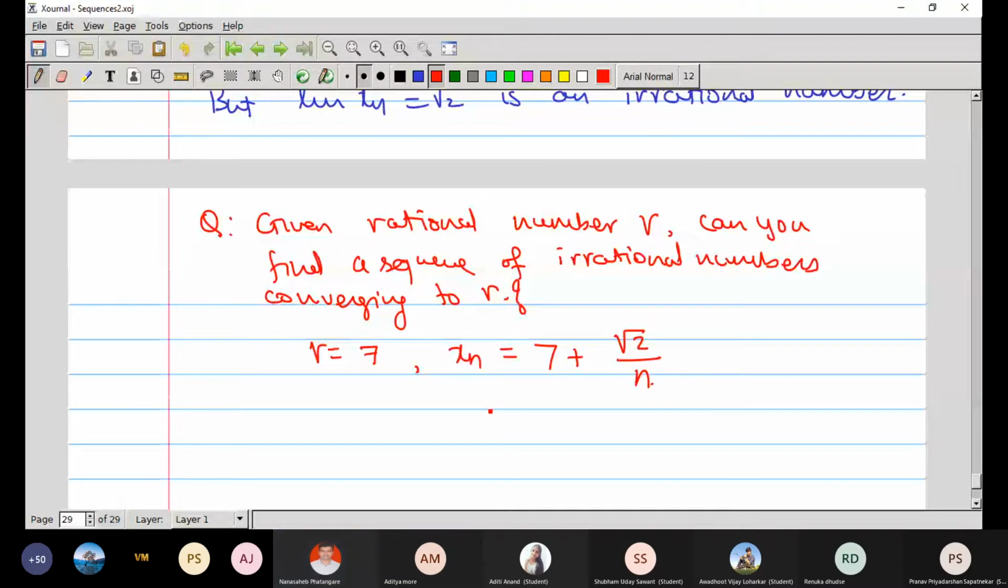What is the limit of xn? 7. And what is xn? Each xn is an irrational number. Is it correct? Yes, sir. So the limit is a rational number, but the terms are irrational numbers. And in the previous case, the terms are rational numbers, but the limit is an irrational number. So all these possibilities are there.